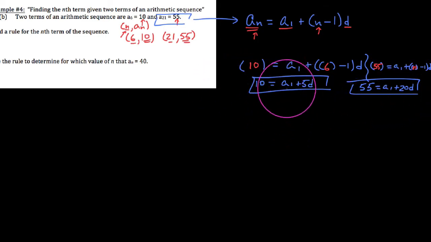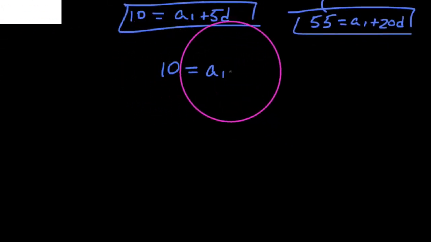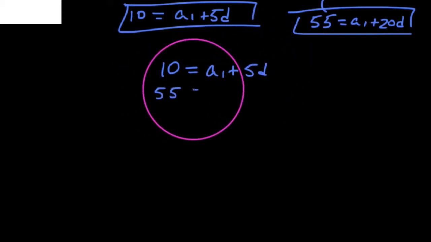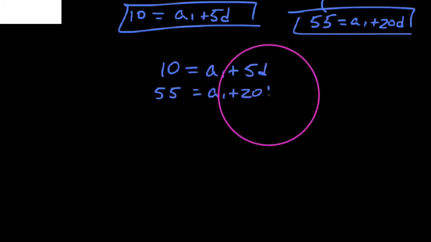So our method for solving for a1 and d here is to say that we have two equations with two unknowns. What we could do is use either the substitution or elimination method and just solve a system. So I'm going to stack my equations here. We have 10 equals our first unknown plus 5 times our second unknown, and we have 55 is equal to our first unknown here plus 20 times our second unknown.